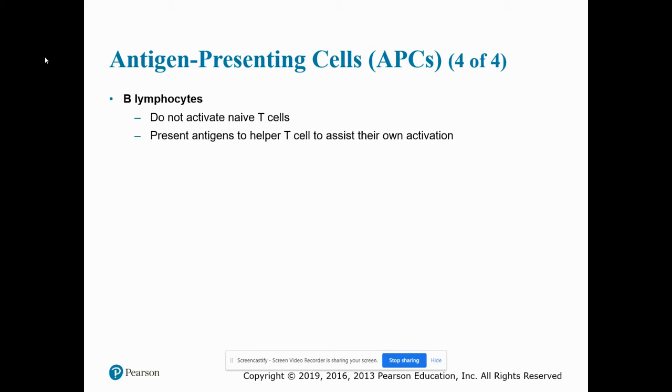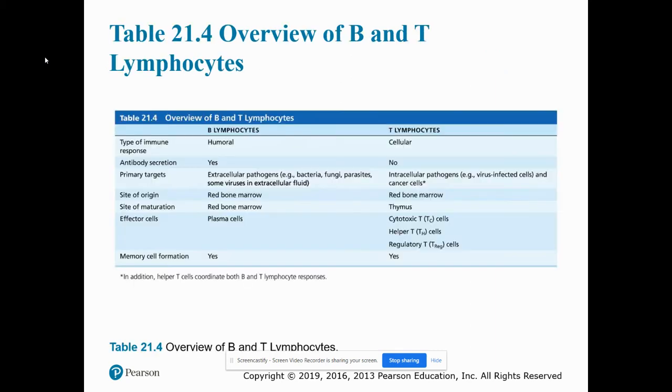B lymphocytes do not activate naive T cells. They present antigens to helper T cells to assist with their own activation. This is just an overview of B and T lymphocytes, what type of immune response, if they secrete antibodies, their primary targets.